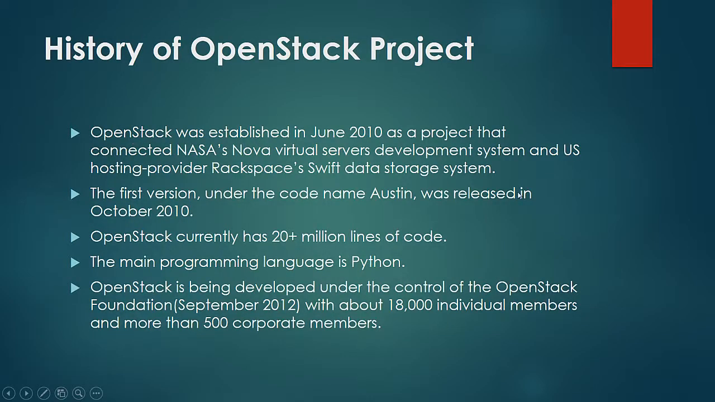OpenStack was established in June 2010 as a project that connected NASA's Nova virtual server, also called Nebula, and the Rackspace Swift data storage system, which was the distributed data storage system Rackspace used to provide its hosting services. The first version, under the code name Austin, was released in October 2010.